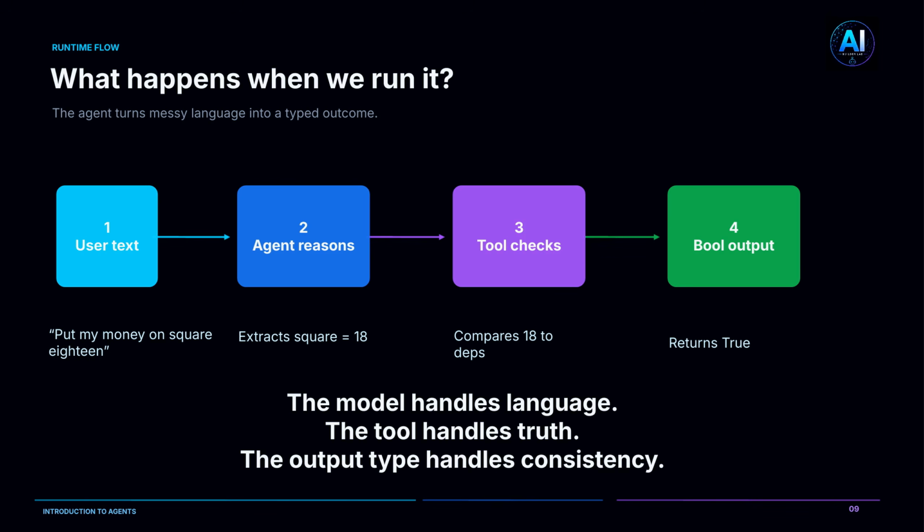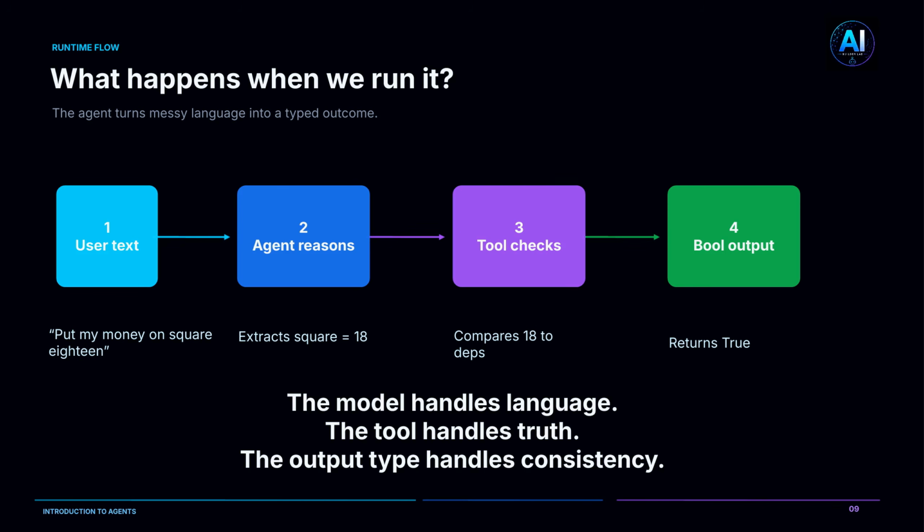When the user says, "Put my money on square 18," the agent doesn't read those words literally. It understands that square 18 means the number 18, so it calls the roulette wheel tool with that value. The tool then compares that number with what's stored in ctx.deps, which is also 18. They match, so the tool returns winner.